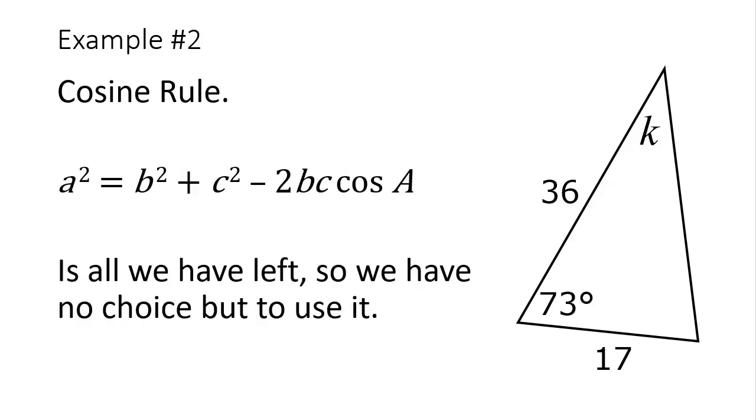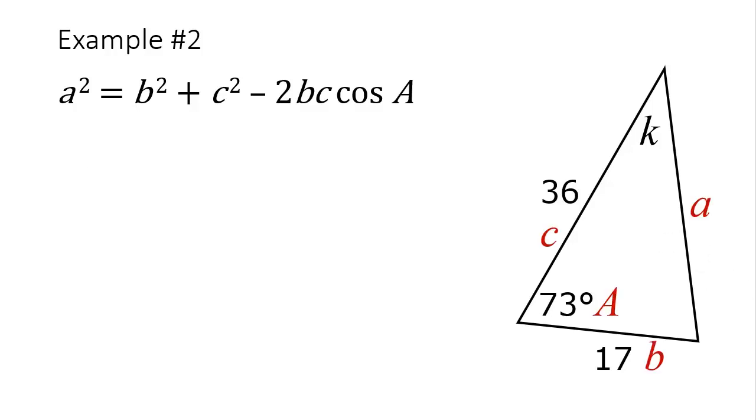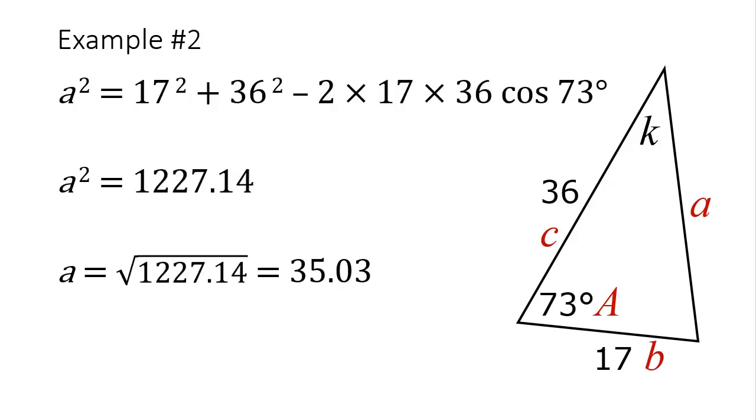Instead we have to use the last remaining one, and this needs 2 sides and the angle A. Well, the only angle we have is 73, that has to be A. The other 2 sides, luckily for us, are B and C, so we can solve. We're going to have to calculate the side small a opposite the 73 degrees. Label them, stick the values in, and we find side A is 35.03.